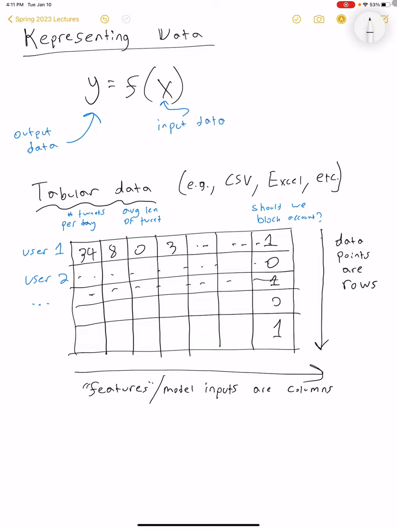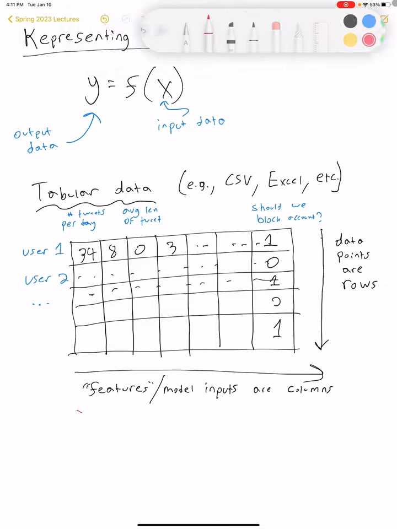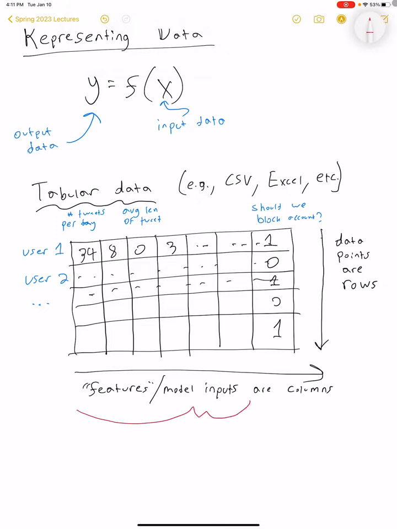So we might have data like that. And we could build a model that, given those X inputs, makes the prediction of y. That's easy to represent.